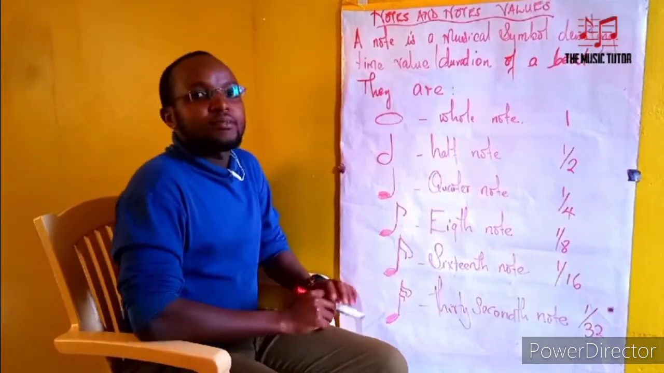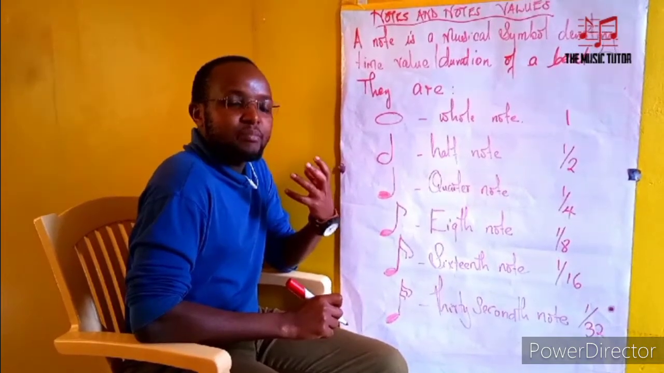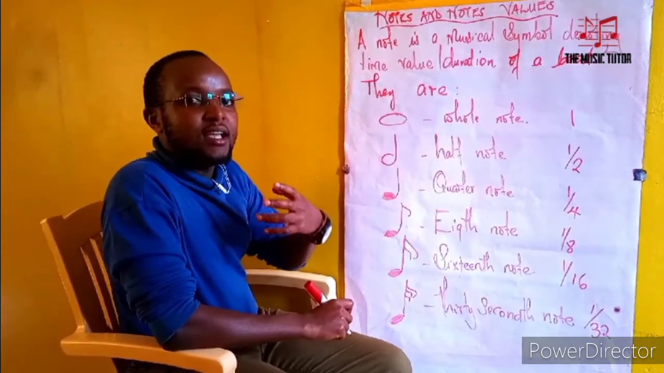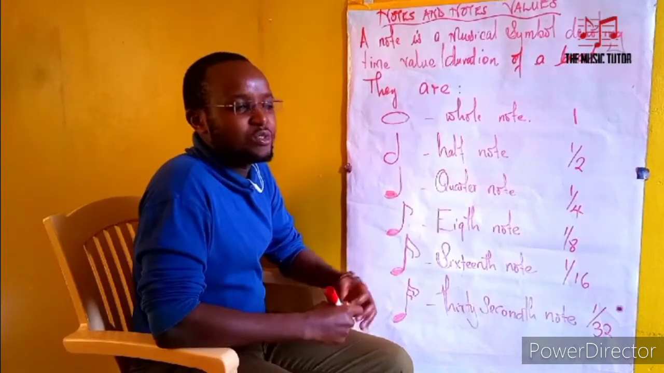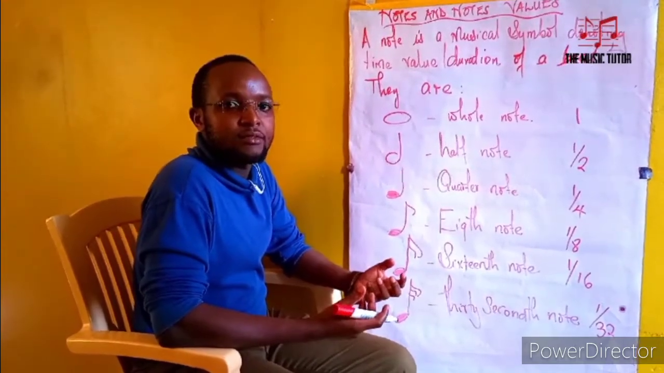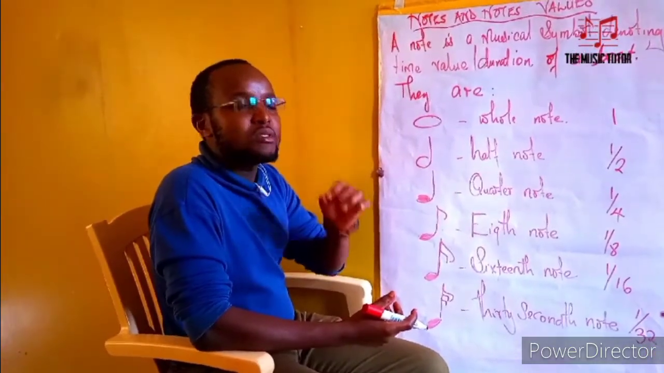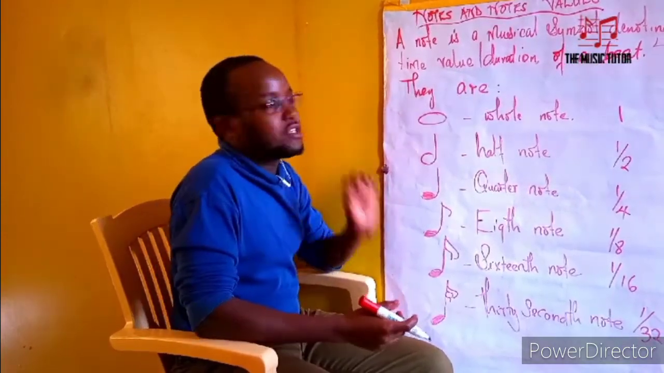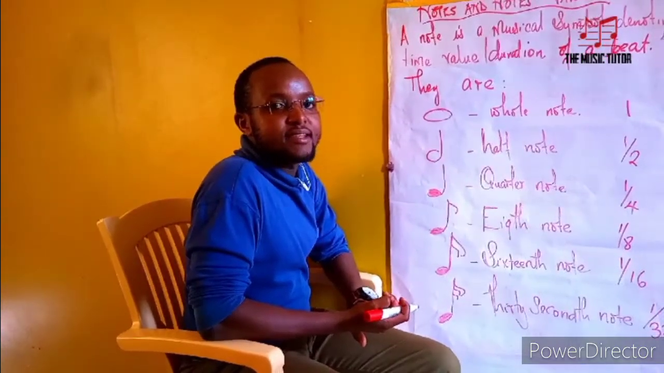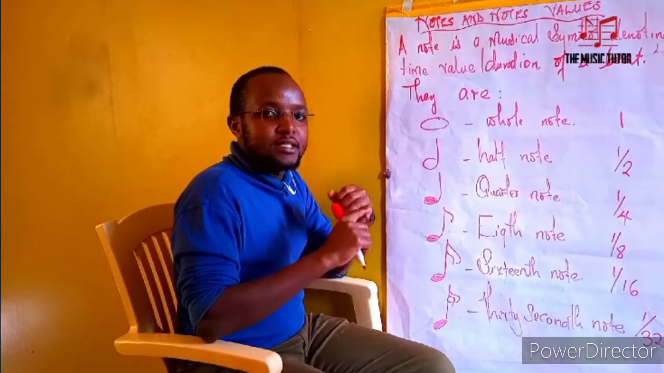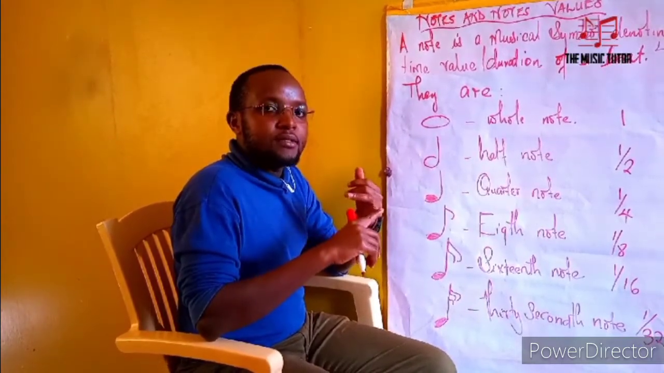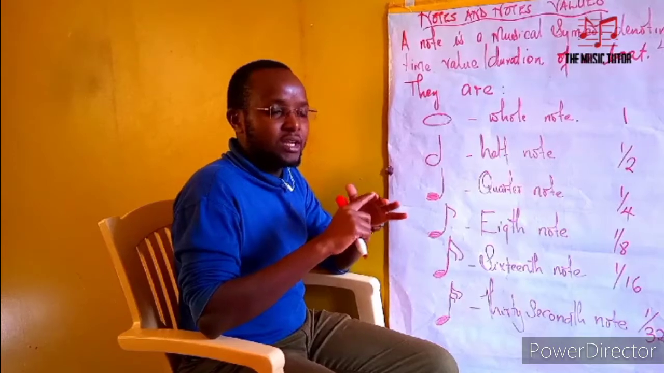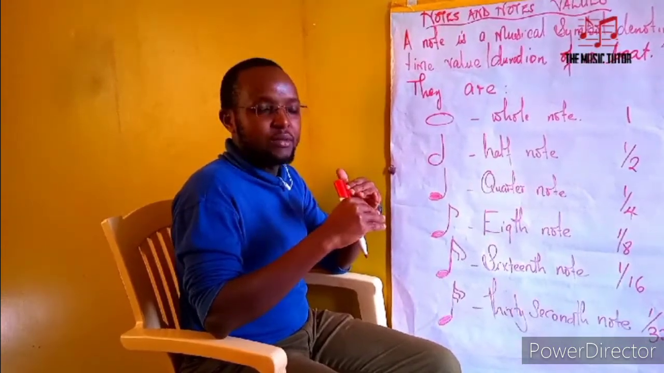What is a note? As I explained to you in the prior lessons, music as an area of study has symbols. And so a note is just a symbol, but a special symbol denoting the value of time or the duration of a beat. A beat could be a full beat, it could be half a beat, a quarter of a beat, an eighth of a beat, and that subdivision continues down the value ladder.